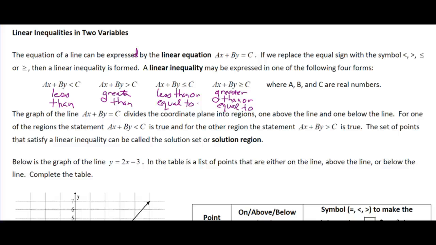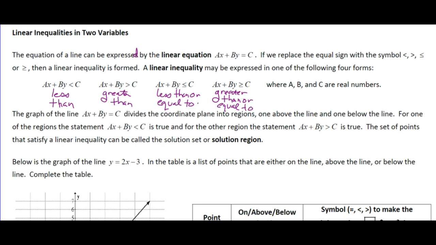The graph of the line ax plus by equals c, really any straight line, divides the coordinate plane into regions, one above the line and one below the line, right? For one of the regions, the statement ax plus by is less than c is true, and for the other region, the statement ax plus by is greater than c is true. So we could take any point that's not on the line, and it will make one of these statements true. The set of points that satisfy a linear inequality is called the solution set or solution region, because really, it's a half of the plane.